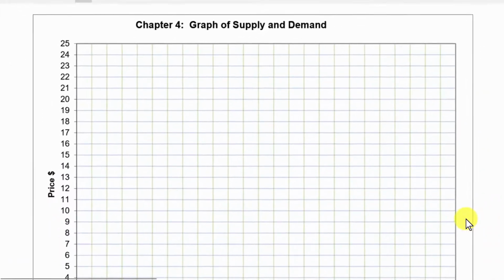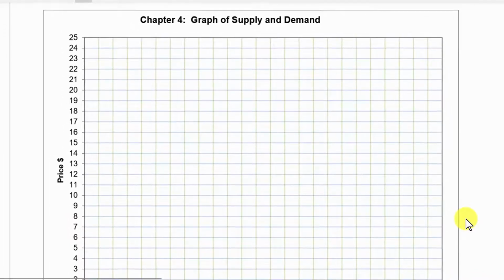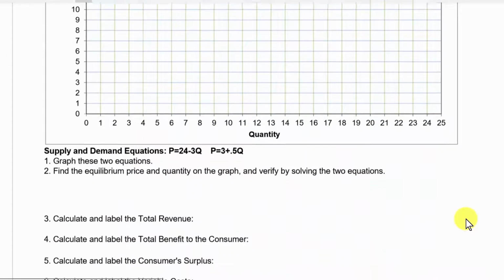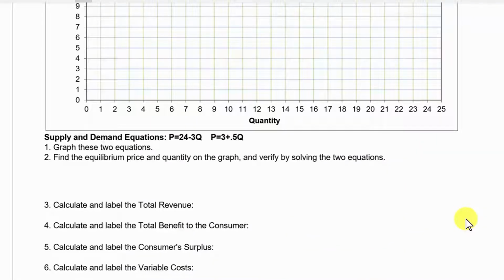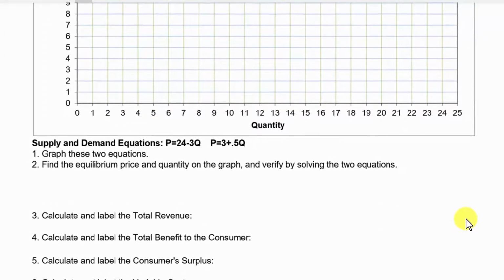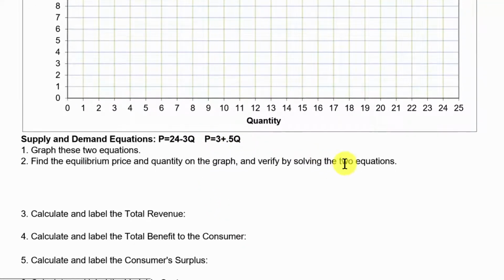So here's your handout for this lecture. Make sure you download and print it. Our first step, and this is what you're going to be doing on your test, is graphing supply and demand from equations that I give you. Today's equations are for demand, P equals 24 minus 3Q, and for supply, P equals 3 plus 0.5Q. Make absolutely certain that when I give you equations to graph on the test, you are able to do this with absolutely no difficulty at all.